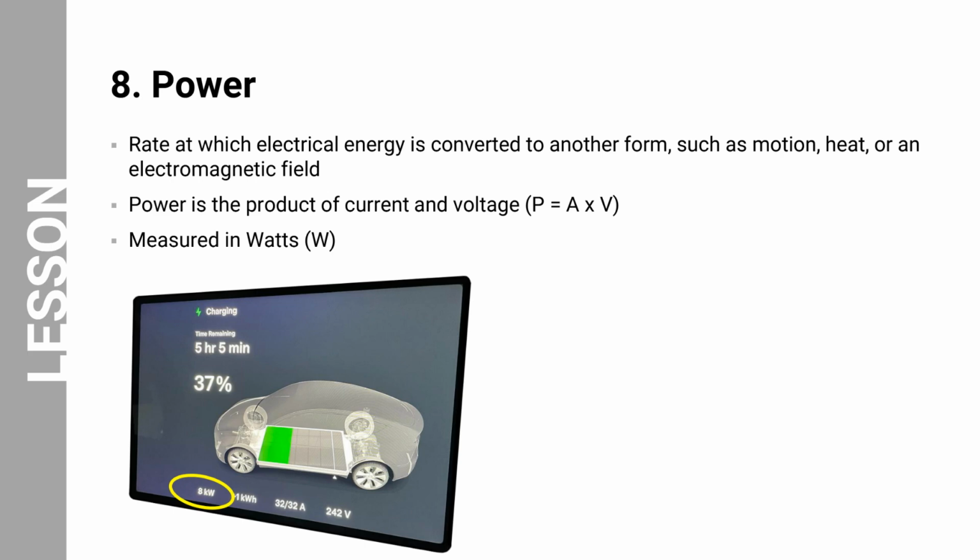The rate at which electrical energy is converted to another form is called power. P equals A times V, where P represents power, measured in watts, abbreviated as W. Current is measured in amperes, A, and V represents voltage, measured in volts. The unit of power is the watt. The power of a device is equal to the product of the voltage and the current. This means that the power of a device can be increased by increasing the voltage, the current, or both. Power is crucial in EVs as it determines the rate at which electrical energy is converted and transferred, influencing the vehicle's acceleration, range, and overall performance.